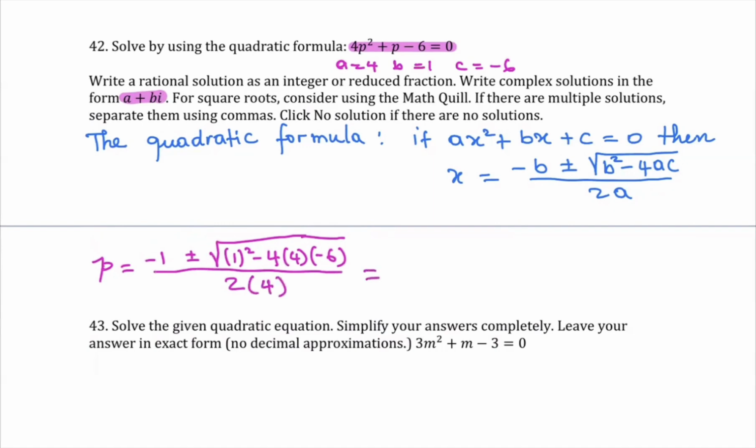So that is -1 plus or minus. We're going to perform the whole thing inside of the radical. So that is 4 times 4, 16. 16 times negative, -16. -16 times -6, that's a positive number, 96 plus 1, that's 97. So that's square root of 97 over 2 times 4, 8. So we have two solutions, -1 plus square root of 97 over 8. And the other solution, -1 minus square root of 97 over 8.